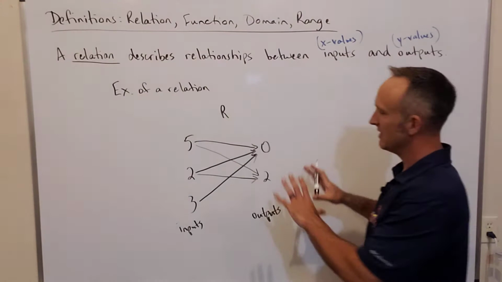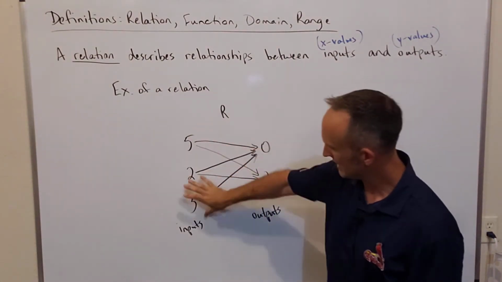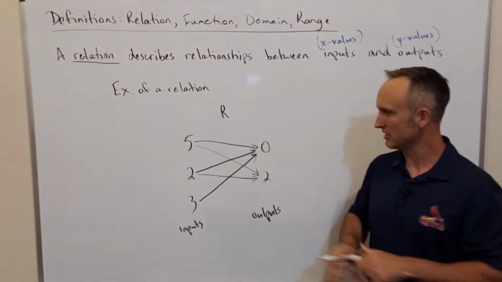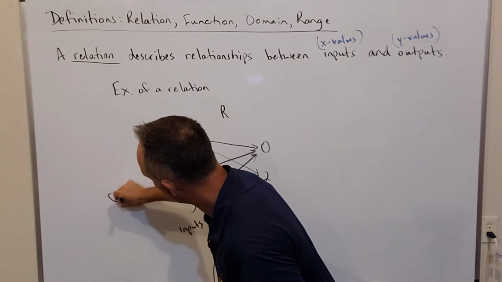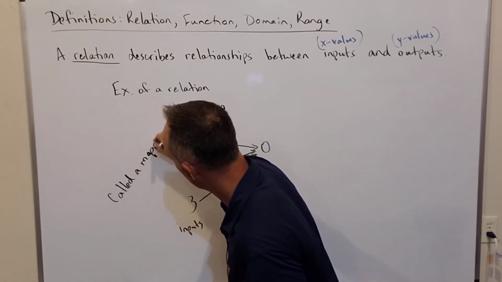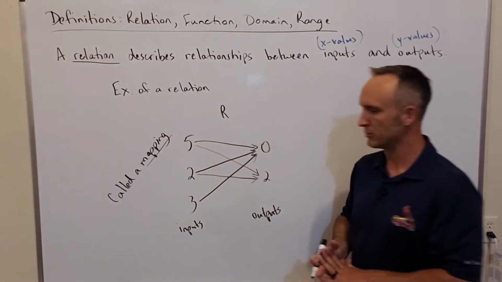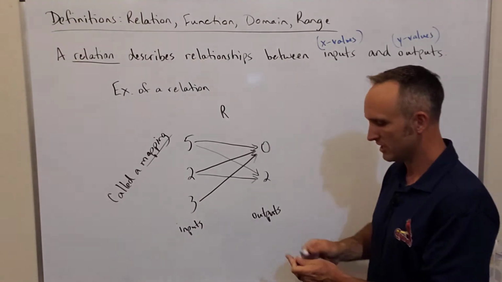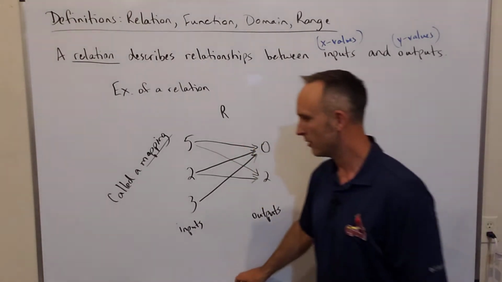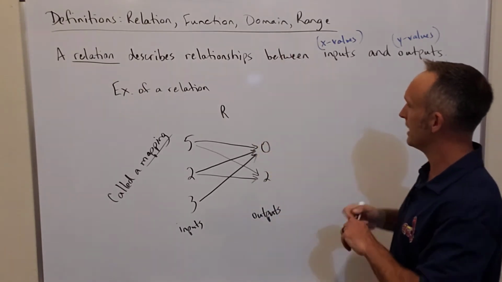So this relation defines relationships between these inputs and these outputs. And this picture is very visual, obviously, but this is called a mapping. Okay? So that's one way to represent relations with a very specific picture of the relationships, okay? Now, let's look at a couple other definitions. Let's look at domain and range.